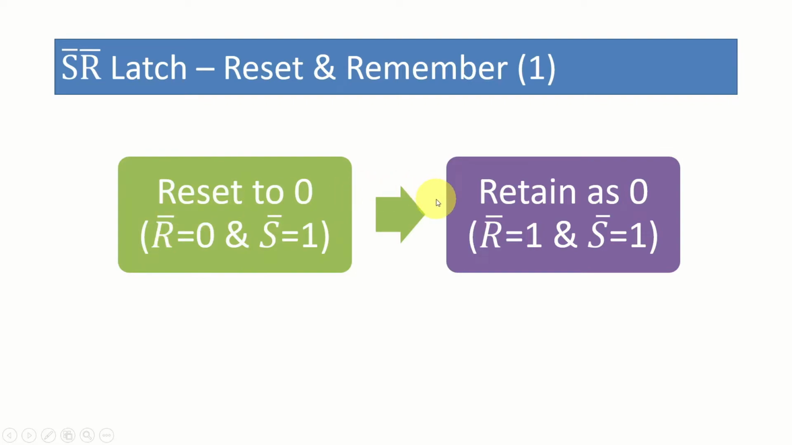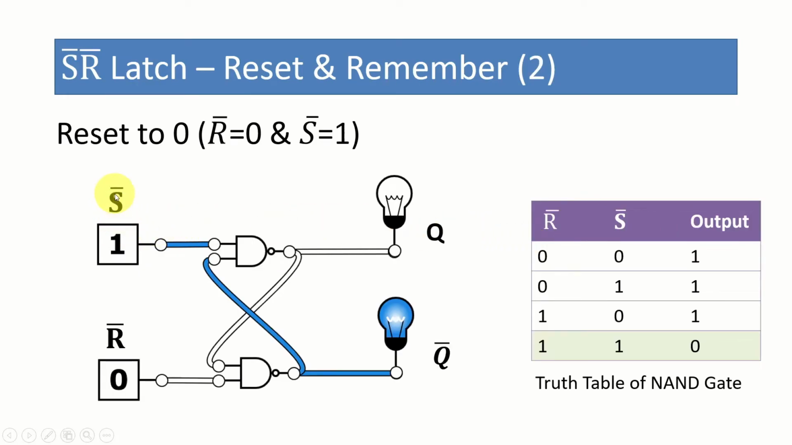In S bar R bar latch, to retain, we are going to give both S bar and R bar 1 again. Now let's see how it works in the logic circuit level. So we have set the S bar equal 1 and R bar equal 0 so that we want to reset it to 0. Now again from the truth table, you can see that when at least one input is 0, output is 1. Here we have one of the inputs 0.